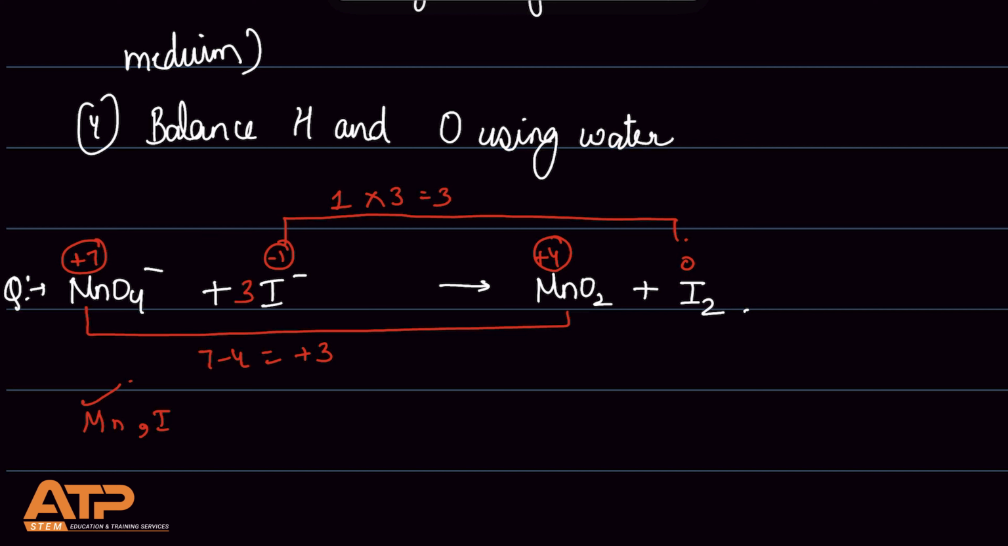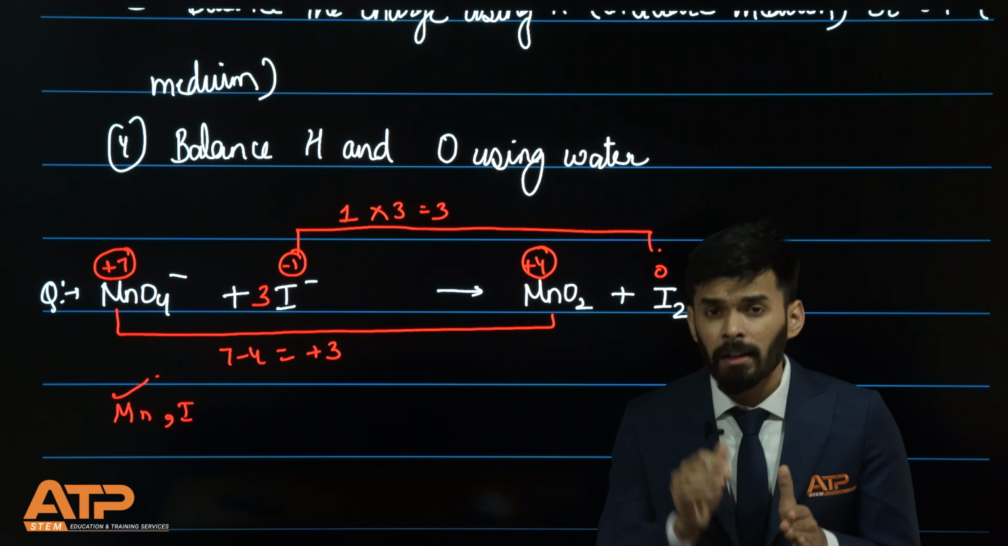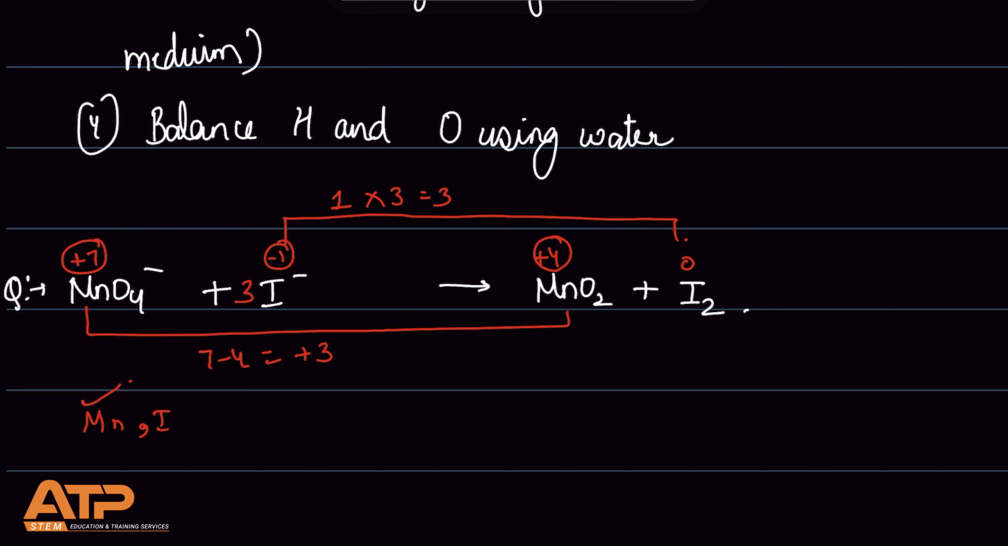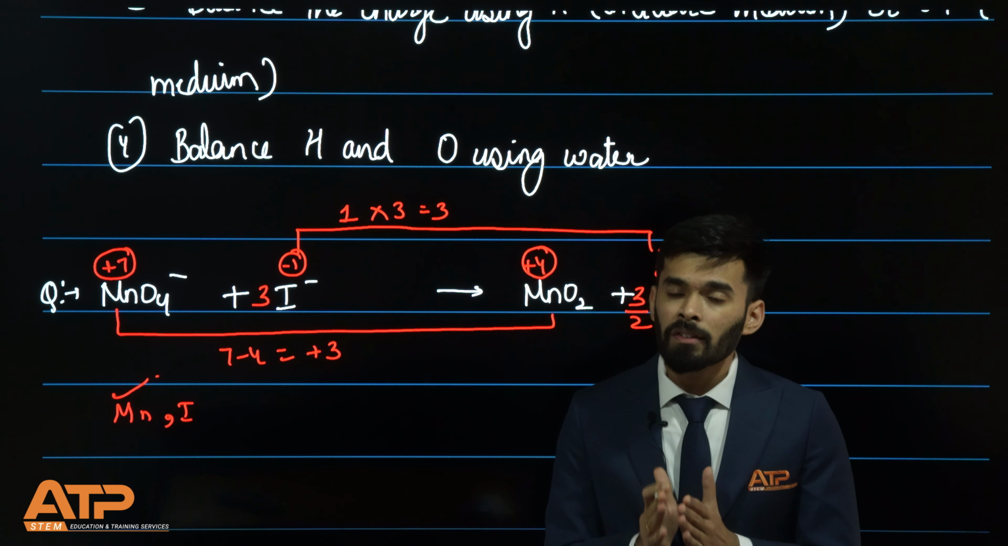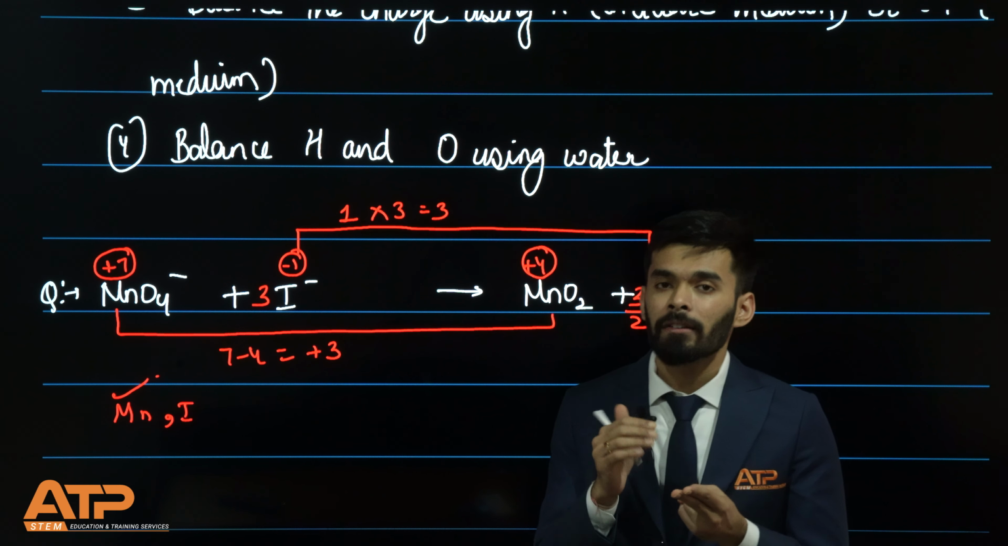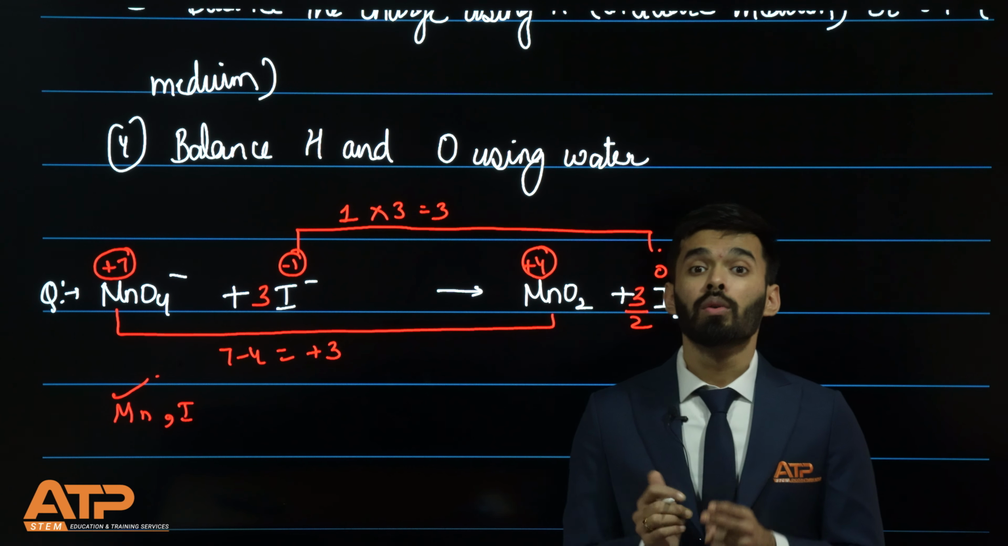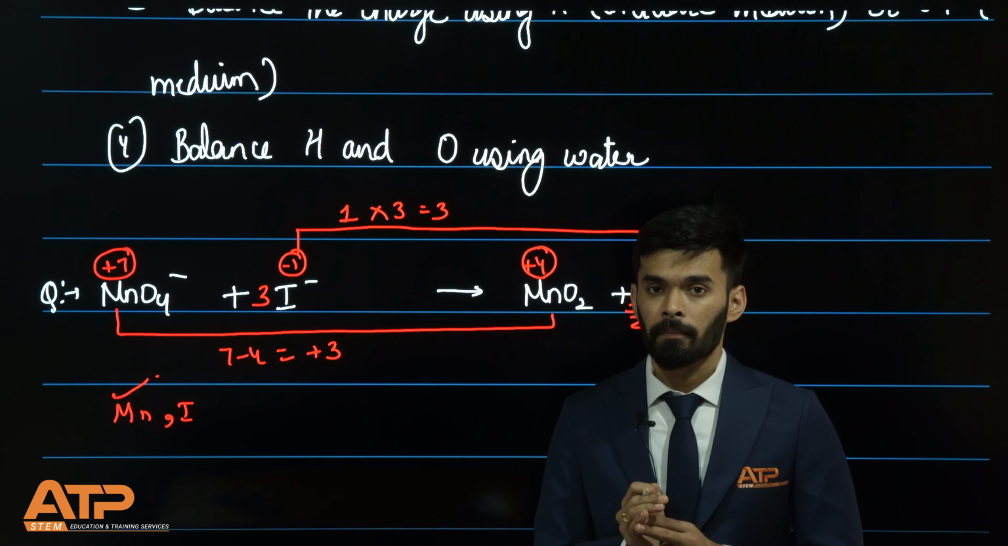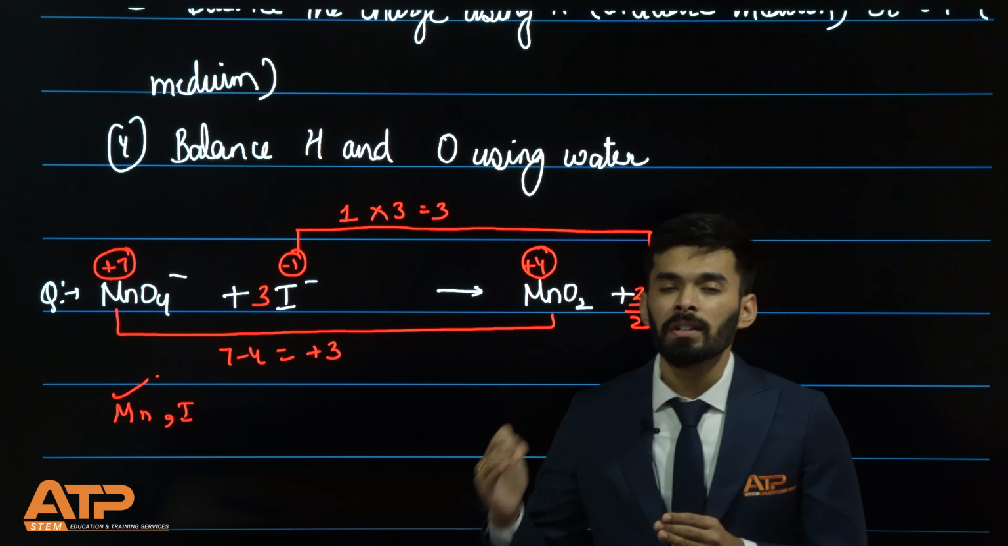Now unfortunately iodine is not balanced. There are 3 iodine atoms on the reactant side, but on the product side there are 2 iodine atoms. So we can multiply this I2 with 3 by 2 because as all of us would know that 3 by 2 into 2 is equal to 3. So with this we are done with the second step also. We have balanced those atoms whose oxidation state is changing. Now let's move on to the third step.